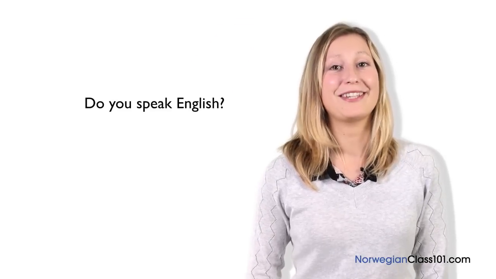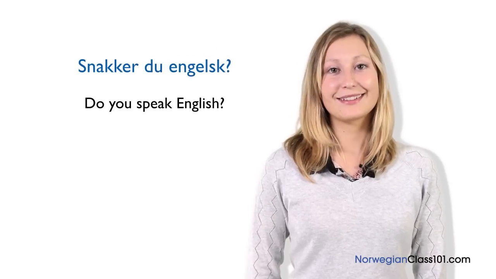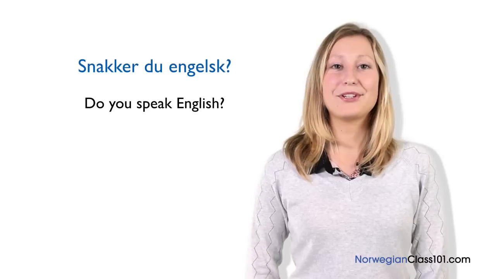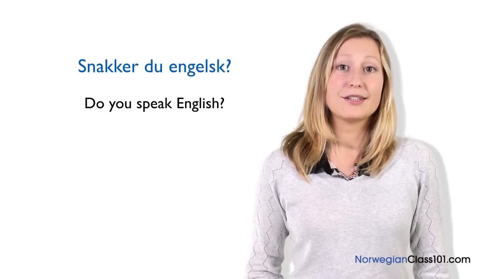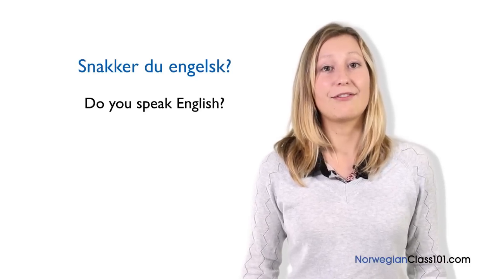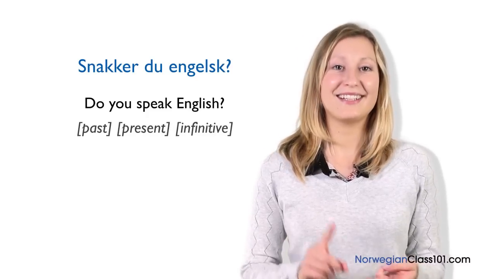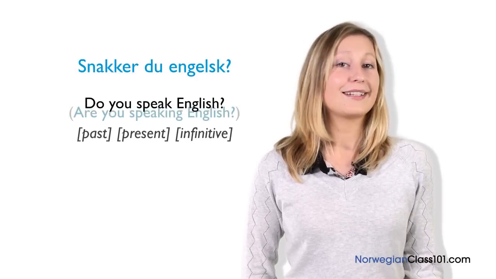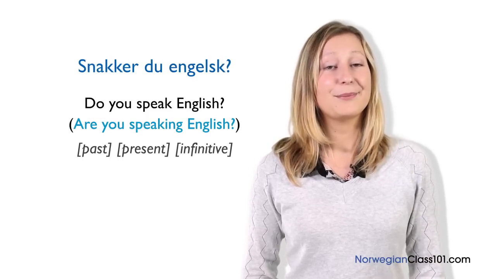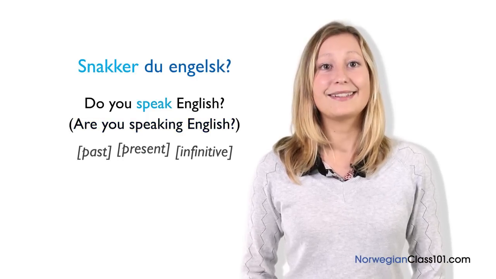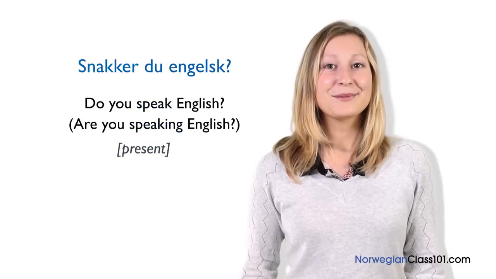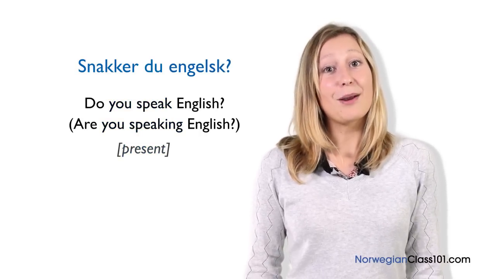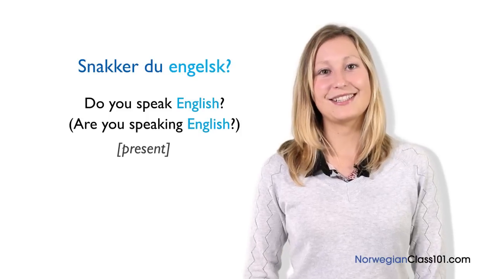Here's the most common way to say it. Snakker du engelsk? Norwegian is a pretty straightforward language. We conjugate verbs based on time, which means we have past, present, and infinitive. The question, snakker du engelsk, translates as, are you speaking English? The verb snakker, to speak, is in the present tense. The second word in the sentence, du, simply means you. And you probably recognize engelsk to be English.